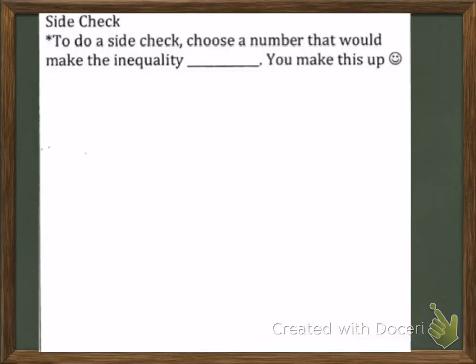To do a side check, we're checking that we shaded in the right direction. And to do a side check, we want to choose a number that would make the inequality true. So we're picking something that falls in our shaded side to make sure we shaded to the correct side. So for this, since we shaded things greater than 16, let's just let x equal 20. That's greater than 16. You could choose anything on your shaded side. I'm going to pick 20.